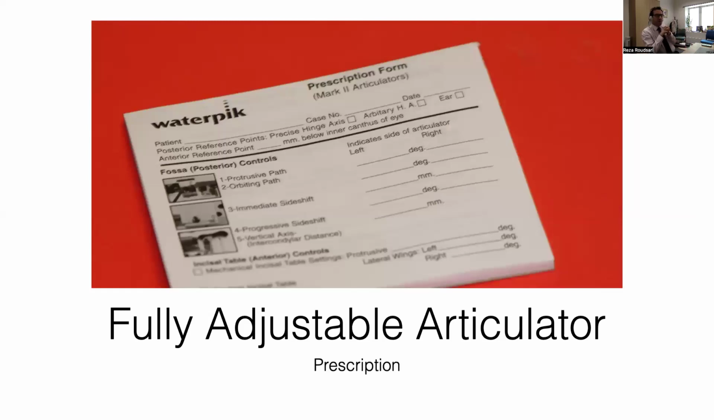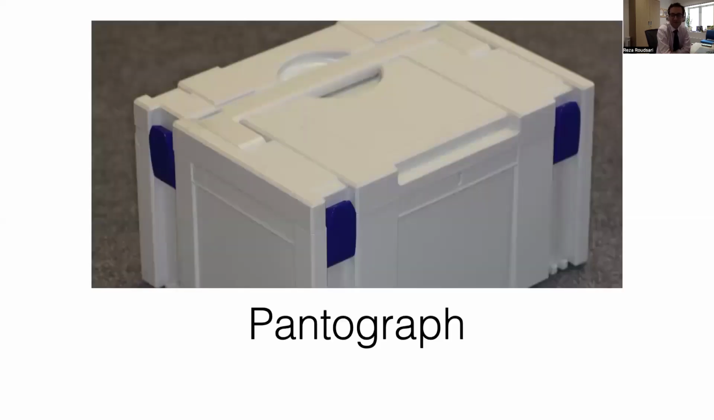So the way you do it is you have to fill in a prescription for your lab, who has a fully adjustable articulator, and just tell them all these factors, what number of degrees or what number of millimeters. But then obviously you're going to ask me how would you transfer all these figures and numbers to your fully adjustable articulator. Essentially, the device you have to use is known as a pantograph, and there are a variety of different types of it.